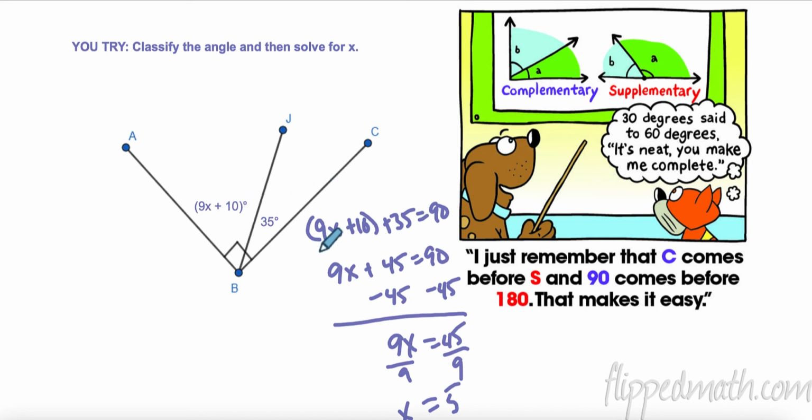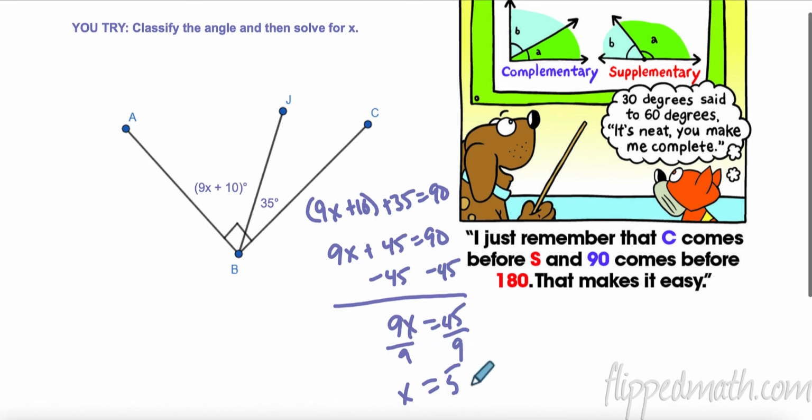So I'm going to add the first angle, 9x plus 10, with the second angle, 35, and set it equal to 90. Combine 10 and 35 to get 45. Subtract 45 from both sides, and then divide by 9, and I get x is 5.